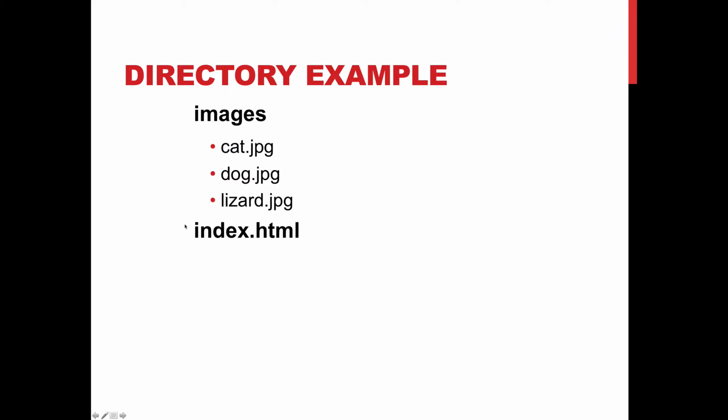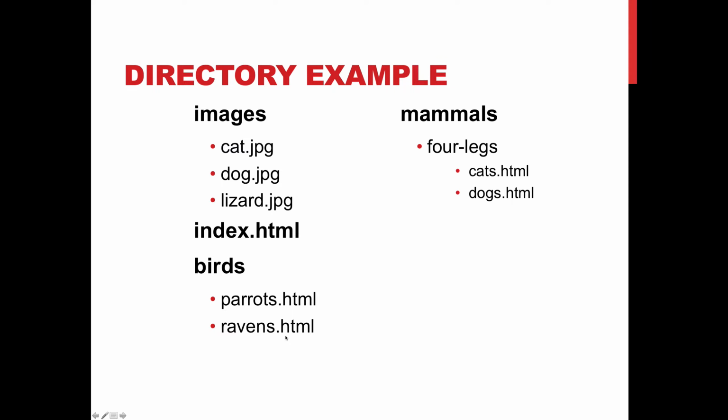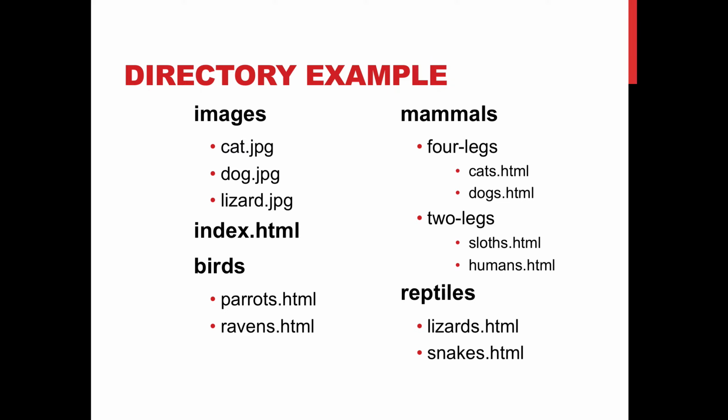Then if you want, you could store your other pages into folders as well if you want to organize it that way. So let's say you had a folder for birds, and in that you had parrots.html, an entire page just about parrots, an entire page just about ravens. Then you had another folder about mammals, and within that you had a folder for four-legged mammals, okay? And then you also had one for two-legged mammals. And then you had another folder for lizards. Okay, this would be a reasonable way to organize this.